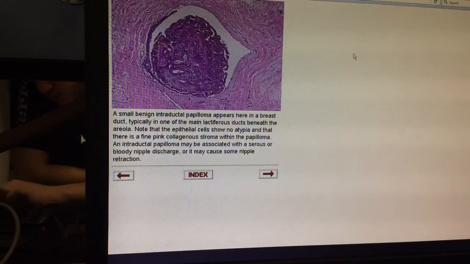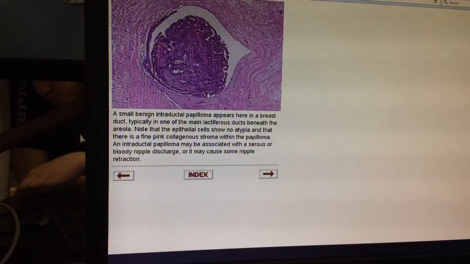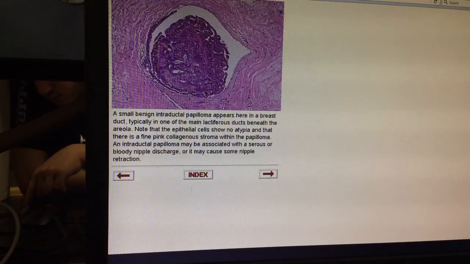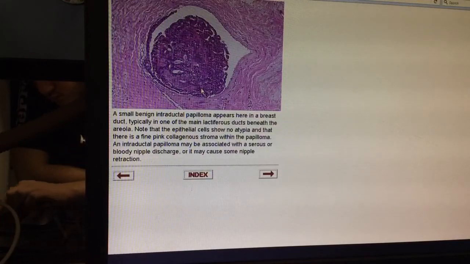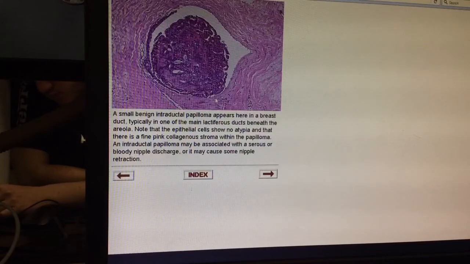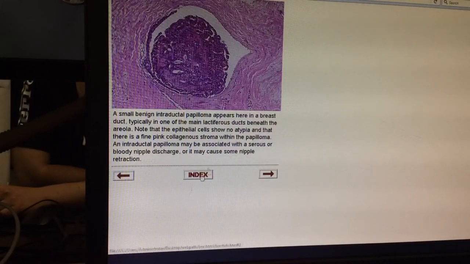And this is another lesion of the breast, which is called intraductal papilloma. Usually, this is the duct epithelium outside, and there is a papilla attached to this duct at this part. Okay, this is the duct epithelium, and this papilla is attached to this part of the duct, and it is called intraductal papilloma. And this is a main cause of hemorrhagic secretion from the nipple. Intraductal papilloma. Okay.